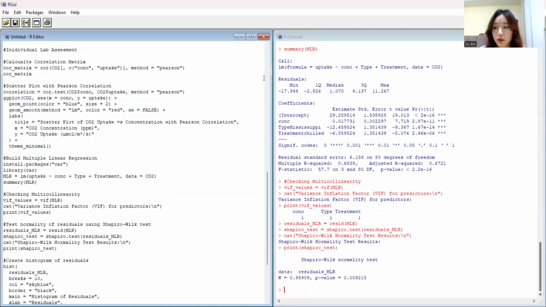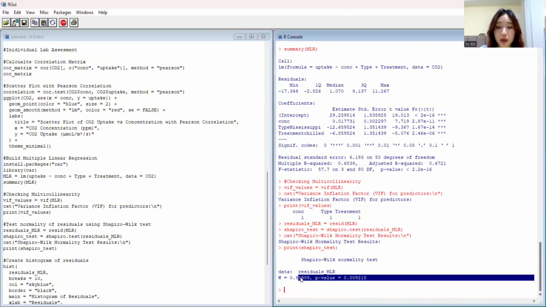The Shapiro-Wilk normality test for the residuals of the regression model shows a W statistic of 0.959909 with a p-value of 0.009215. Since the p-value is less than 0.05, we reject the null hypothesis and conclude that the residuals do not follow a normal distribution. This suggests that the assumption of normality for the residuals may not hold for this model.